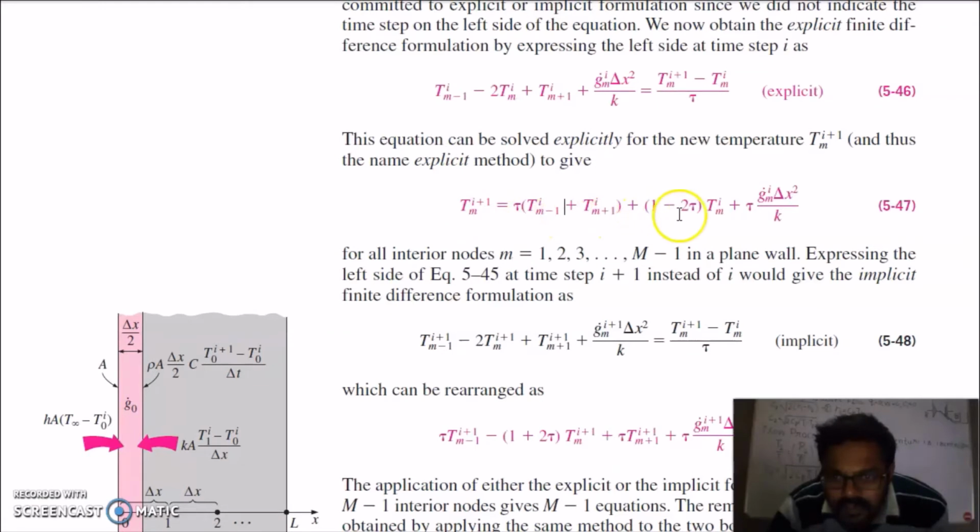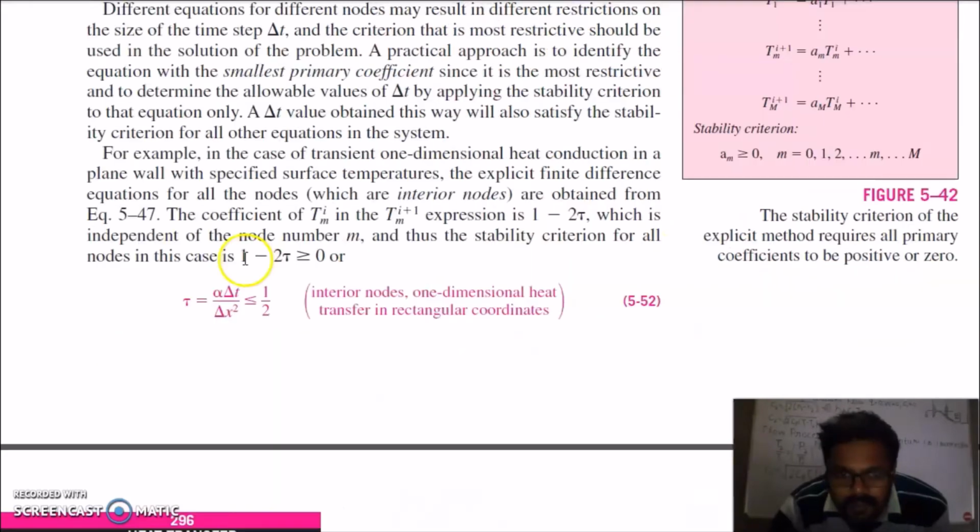Now in this case, the coefficient of Tm at I is 1 minus 2 times the Fourier number, and this should be greater than or equal to 0 for the stability criteria. So if this should be greater than or equal to 0, then you will get this value here. By putting in the value of the Fourier number, you will get the equation that alpha del t by del x squared should always be less than or equal to half, which puts an upper limit on the selection of del t. So del t should be within a limit; it should not go beyond this limit.